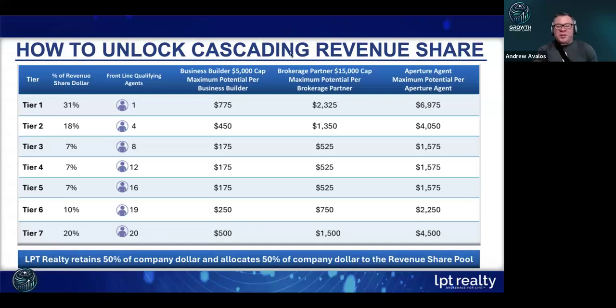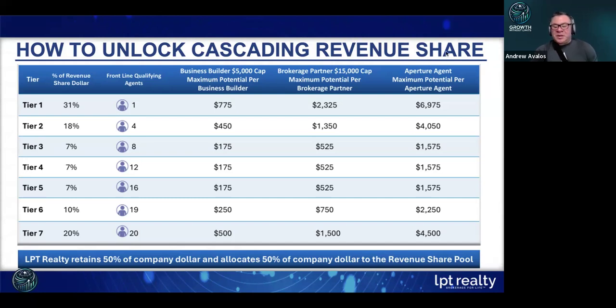In this video, I'm going to talk about how to unlock cascading revenue share. I'm going to get into the details of revenue share and also show you transparency in revenue share models. So I'm going to share my screen and bring up a revenue share chart so that we can get into this and I can share with you revenue share and what it looks like and how to understand cascading revenue share.